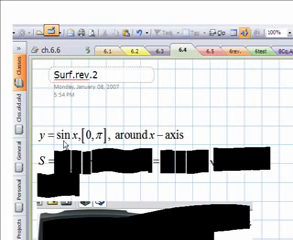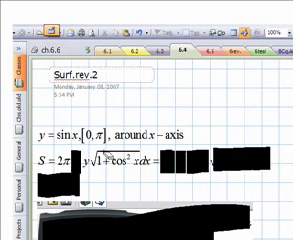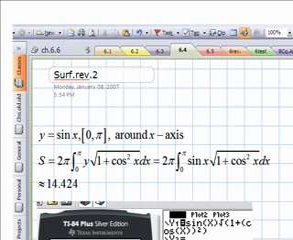This is sine x from 0 to pi on the x-axis. So we've got 2 pi, from 0 to pi, our radius is y, our arc length is the square root of 1 plus cosine squared x because the derivative is cosine x. And so we come out with 2 pi times the integral from 0 to pi of sine x times the square root of 1 plus cosine squared x. Here's how you do it in the calculator, and we end up with about 14.24.